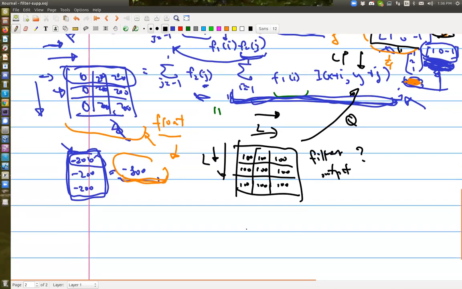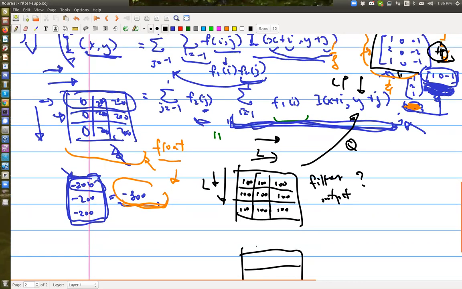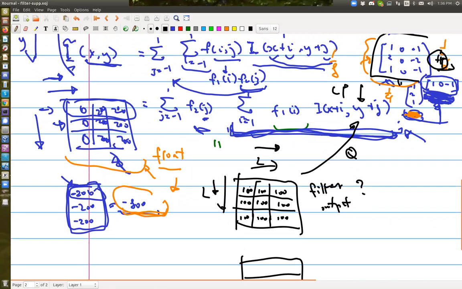Now one final example. Just make sure you guys are following. I have a question: what about the first column? For example, in the first column of this 100-pixel picture, what about the middle one? Oh, there we got minus 800.